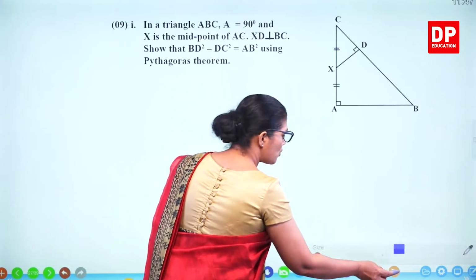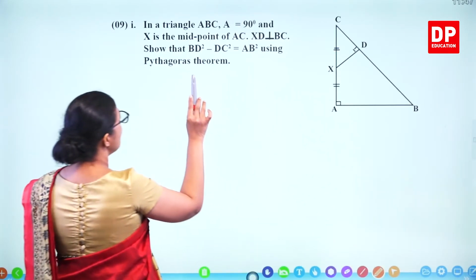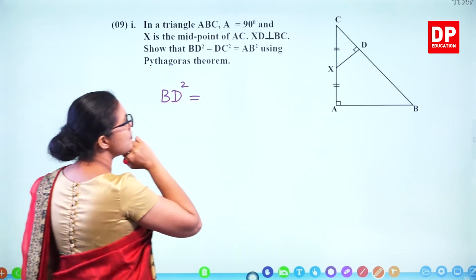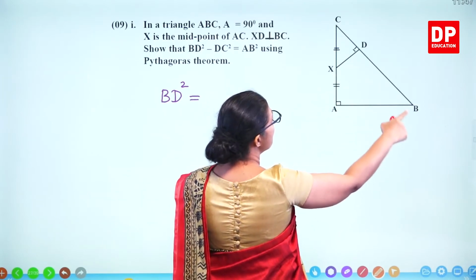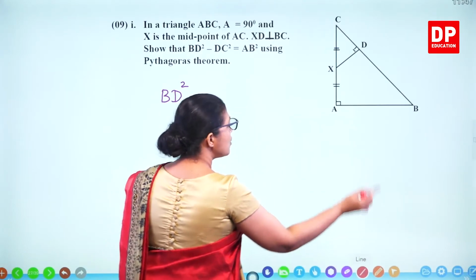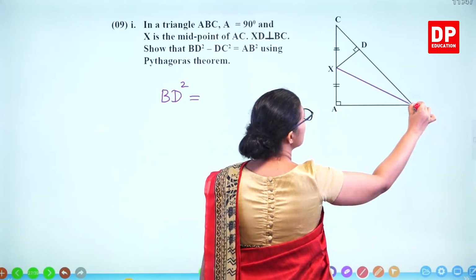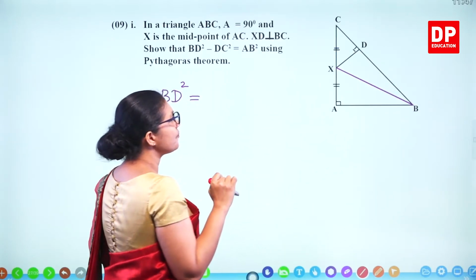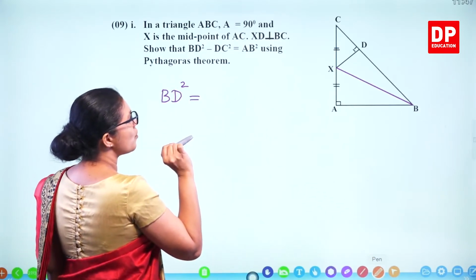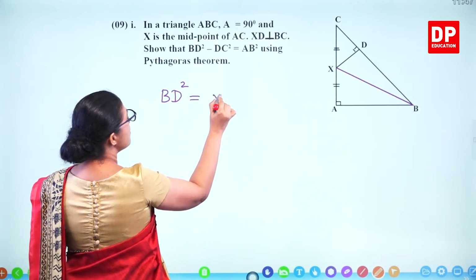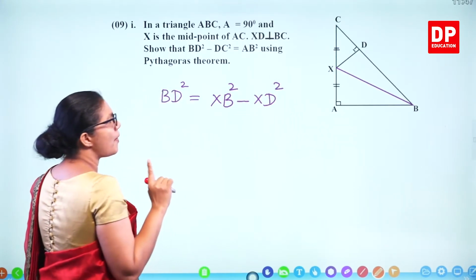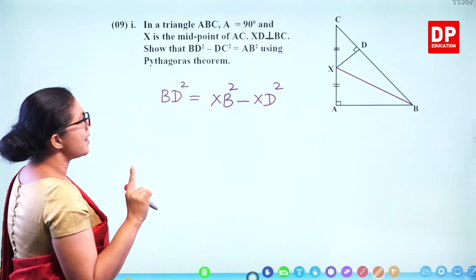So we'll try to write down first BD squared. What is BD squared? BD squared you can write using this triangle XB. So I connected XB. So I can write BD squared is XB squared minus XD squared using Pythagoras theorem for BXD triangle.